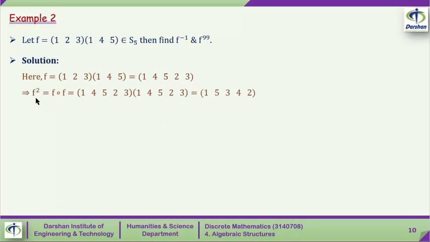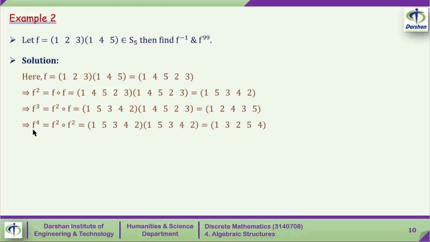Now we find f square, which is f of f, means f is (1, 4, 5, 2, 3) of (1, 4, 5, 2, 3), which is the same as (1, 5, 3, 4, 2). Because 1 goes to 4, then 4 goes to 5, so 1 goes to 5. Similarly, we get 3, 4 and 2. Now we find f cube. F cube is nothing but f square of f. Here f square means (1, 5, 3, 4, 2) and f is (1, 4, 5, 2, 3). Now the composition of these two functions, we will get (1, 2, 4, 3, 5).